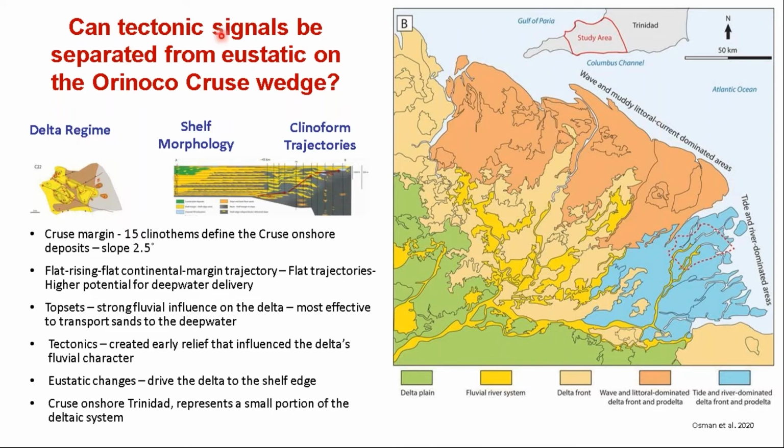And one final thought is that our study area is only on a very small portion of the Orinoco system. And if you compare this even to the modern Orinoco system today, it has a bipartite regime with a very wave and then tide dominated. So it could be that we're just looking at such a small segment of the delta, it doesn't give us the full picture of how the delta is behaving when it first arrives on Trinidad.